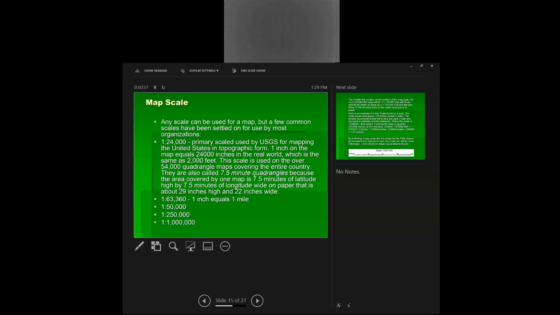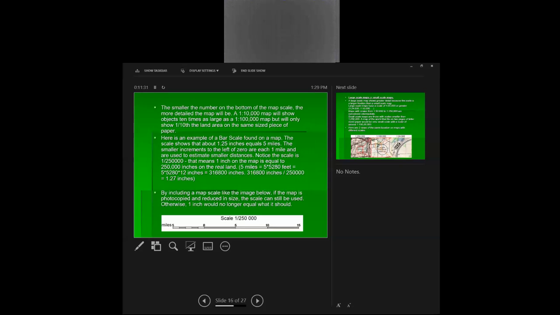Map scale, again, is just like when you're building a model car. You have a 1 to 20,000 or a 1 to 24,000. That tells me that 1 inch on the map is 24,000 inches of ground distance. So normally what we use is 1 inch is 2,000 feet. And that's 7.5 minutes of latitude, which is normally going to be a piece of paper that's about 29 inches high and about 22 inches wide, and those are called quadrangles.